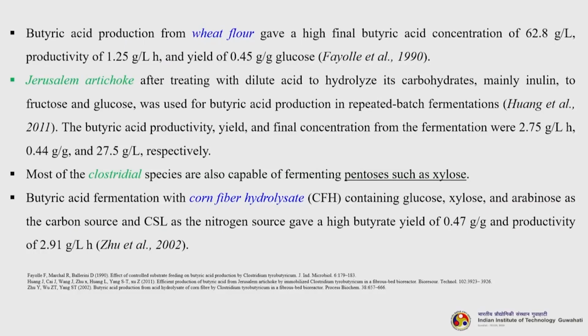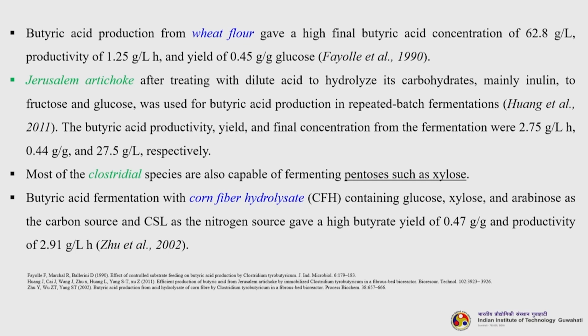Butyric acid production from wheat flour gave a high final butyric acid concentration of 62.8 grams per liter, productivity of 1.25 grams per liter per hour and a yield of 0.45 gram per gram of glucose. Jerusalem artichoke, after treating with dilute acid to hydrolyze its carbohydrate, mainly inulin, to fructose and glucose, was used for butyric acid production in repeated batch fermentations. The butyric acid productivity, yield and final concentration from the fermentation were 2.75 grams per liter per hour, 0.44 gram per gram and 27.5 grams per liter respectively.